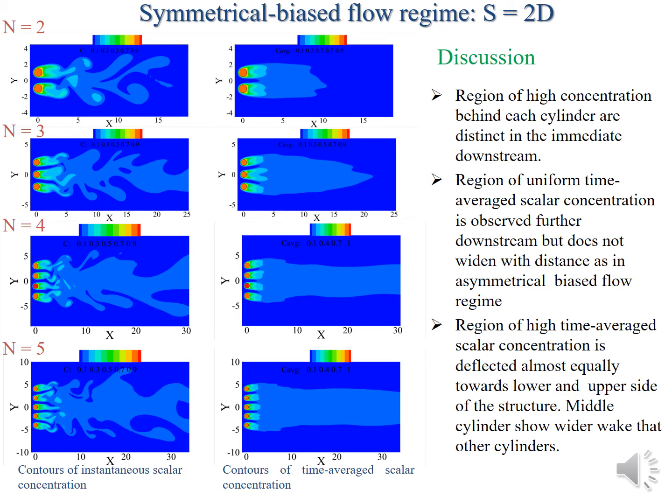So if we look at the symmetrical biased flow regime at the gap ratio of 2, now we find that the wake is no longer deflected toward one side, but is deflected towards both sides equally. If you look at this figure here for both instantaneous as well as the time average scalar concentration, you find that the middle cylinder has a wide wake, and both of them are deflected almost equally toward the lower and the upper side of the domain. So this one is called symmetrical biased flow regime because the wakes are deflected equally towards either side of the structure.